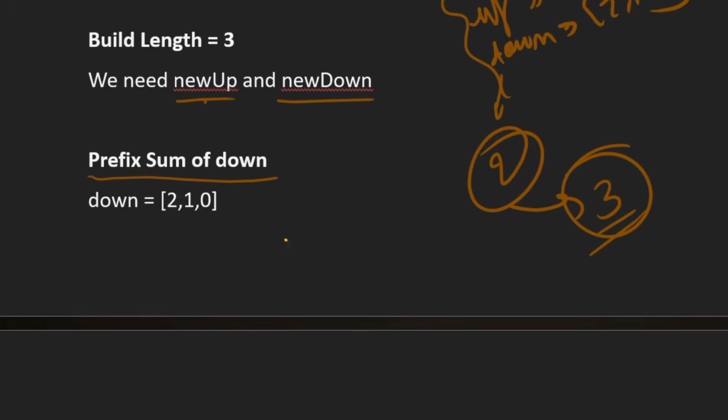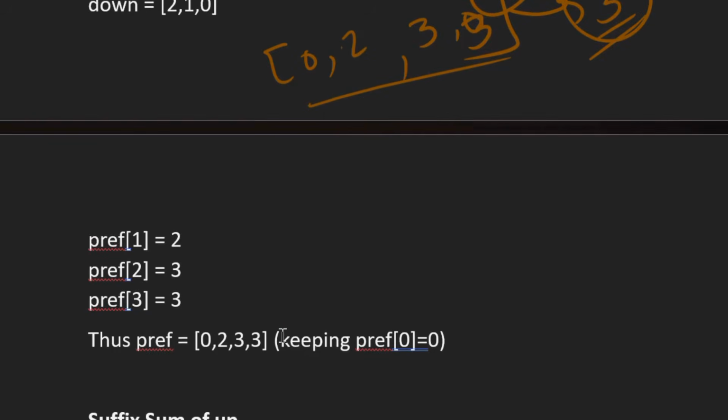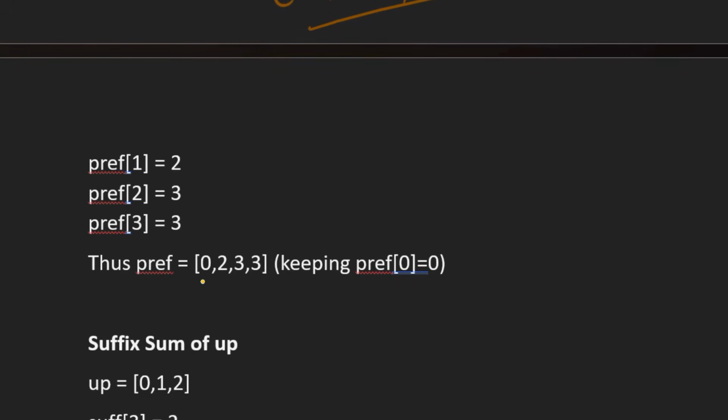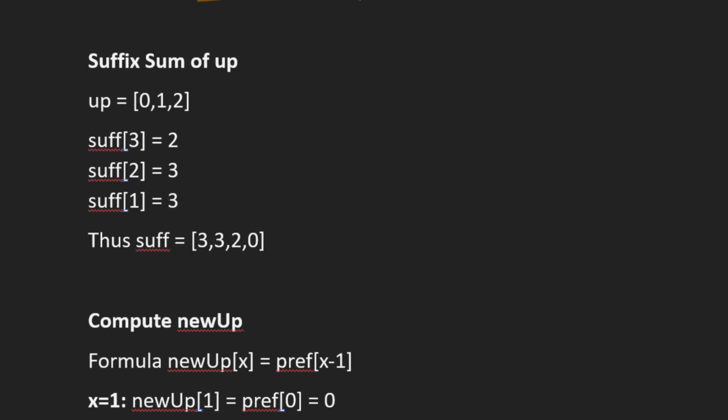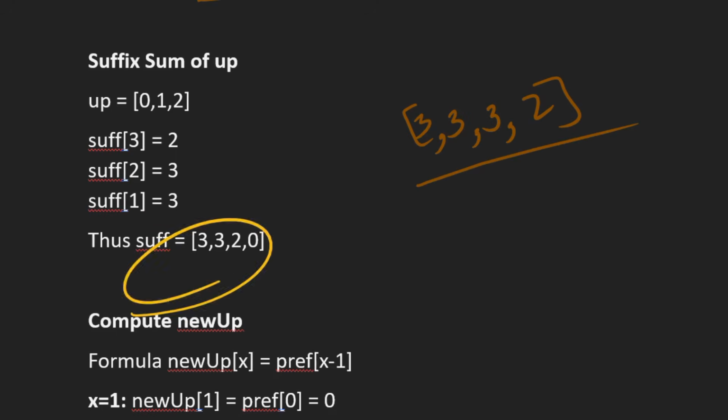So what will be the prefix sum of the down array? 0 plus 2 is 2, 2 plus 1 is 3, and 3 plus 0 is 3. So 0 2 3 3 is the prefix sum array over the down array. And then we need the suffix sum of the up array. So up array is 0 1 2. So suffix of 3 is 2, then 2 plus 1 is 3, 3 plus 0 is 3, and then again 3 plus 0 is 3. So we find this suffix array also, that is 3 3 2 and 0.